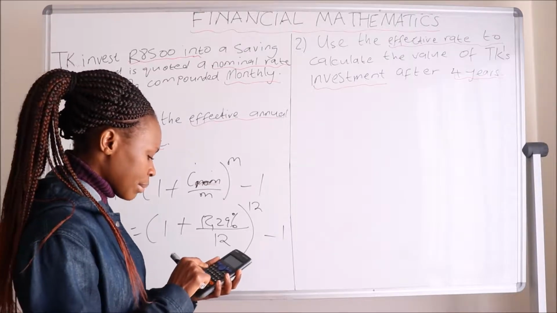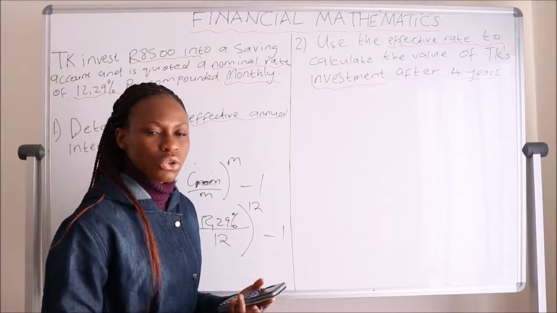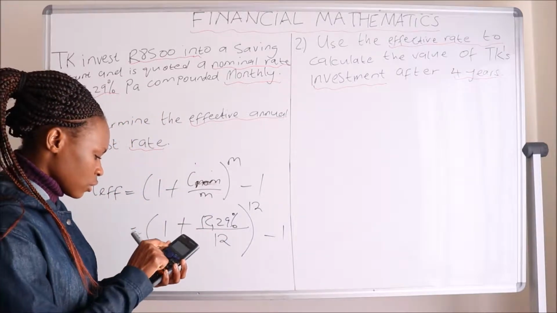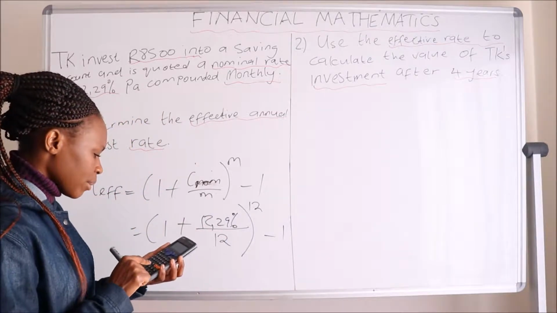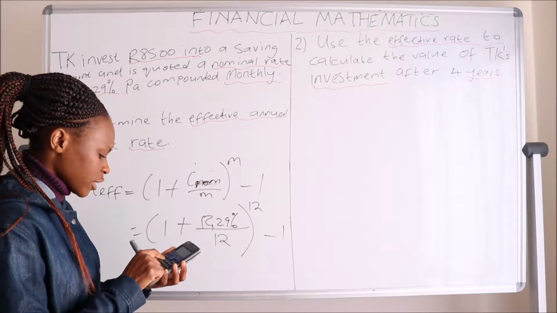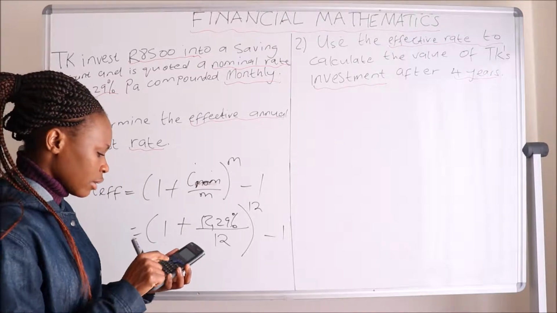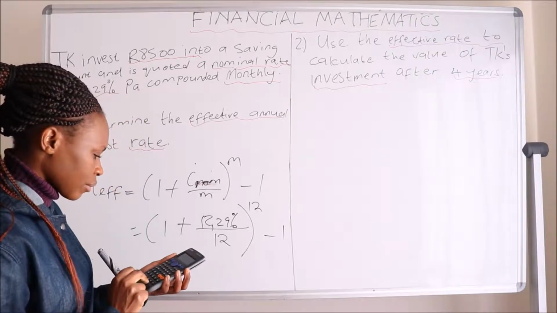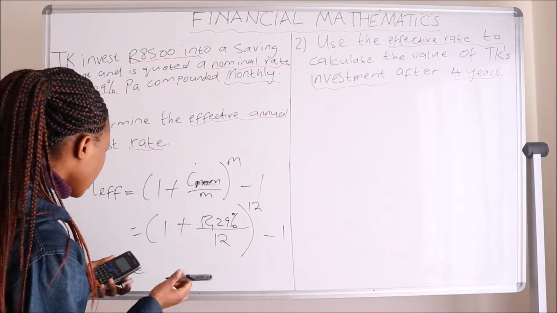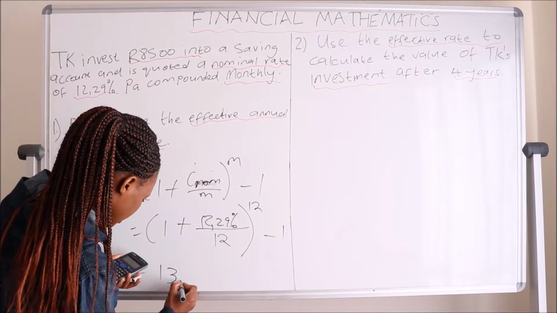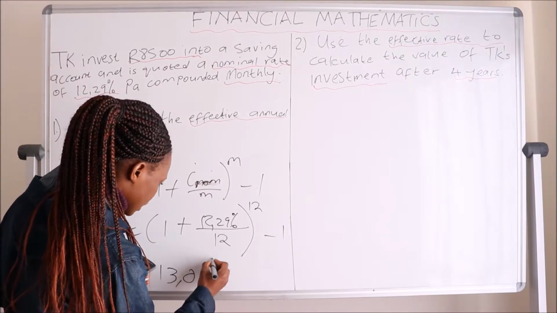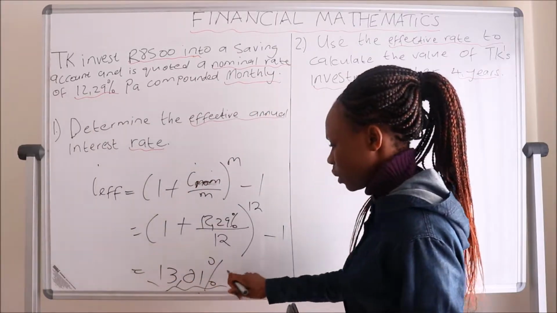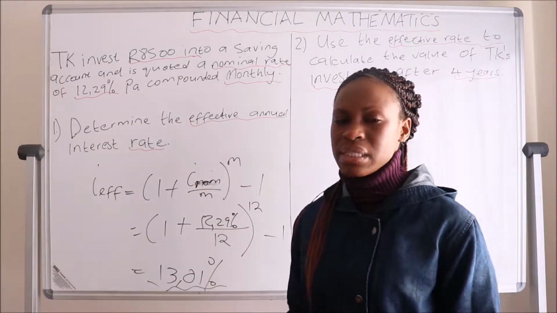That's it. So we just punch this into a calculator and find out what percent the effective interest rate is. Also remember that the effective interest rate is always higher than the nominal interest rate. So you can always tell if you're making a mistake. If you find the effective interest rate being lower, then you will know that it's wrong. The effective interest rate that I got here is 13.01%.